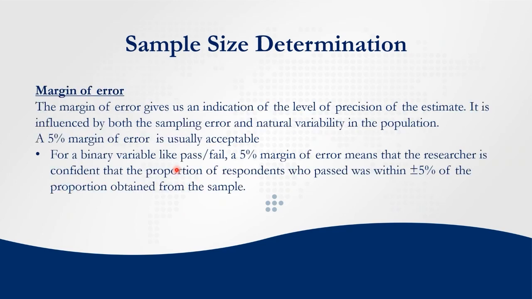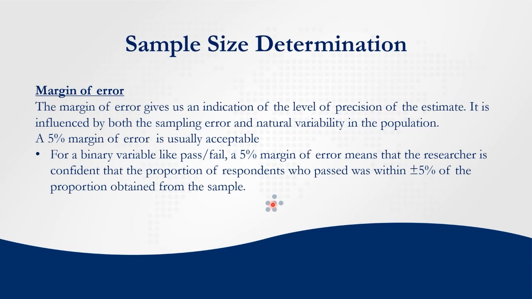Then the last thing is the margin of error, which is an indication of the level of precision of that particular estimate. It is influenced by the sampling error and the natural variability in the population. The sampling error is more about, here is the population, here is the sample. How far is this sample from the population? That would be your sampling error. We usually use a 5%. Recently, I'm seeing a lot of 3% margin of error. But yeah, the 5% margin of error is very common.